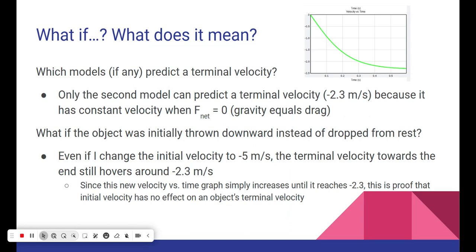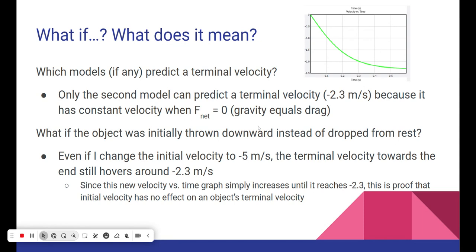And now for the what if and what does it mean questions. Which models predict terminal velocity, if any of them? The second one does, because it predicts that when the graph levels off towards the end, it's more flat, so the velocity is constant. In that case, F net is 0 because gravity equals the drag force, and therefore there's no acceleration or change in velocity at all. That's when the terminal velocity, which is negative 2.3 meters per second, occurs. The first one does not have any prediction because it has only gravity and no actual drag force involved. Therefore, you can't use it to predict terminal velocity.